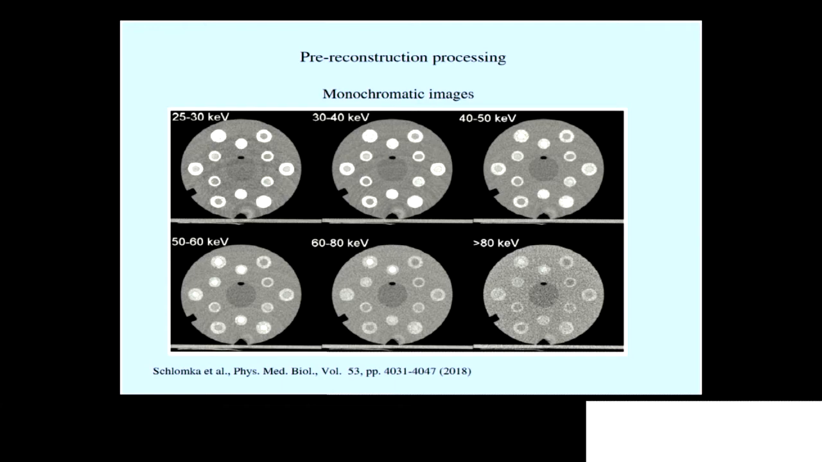And so here we go with some images. They did that decomposition of the counts into the various sinograms, and then reconstructed those 4 basis functions, and then combined those into different images. Here what we see are the monochromatic images going from 25 keV up to the 80 keV windows.